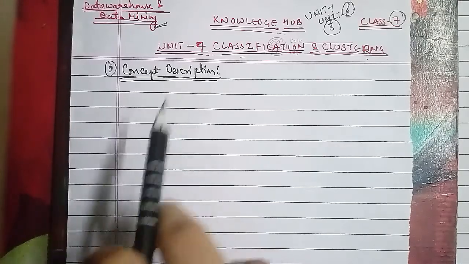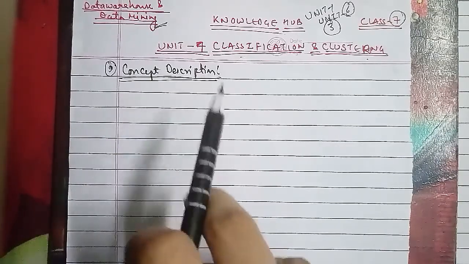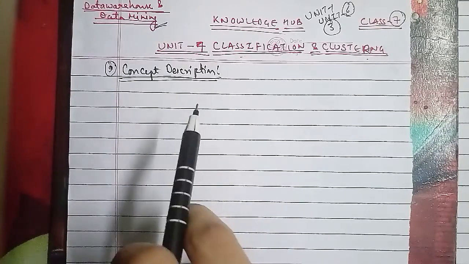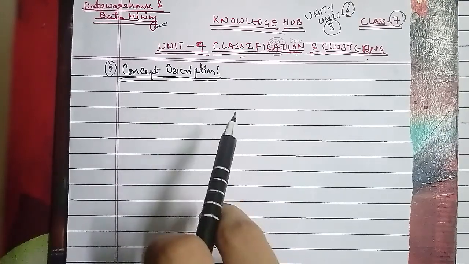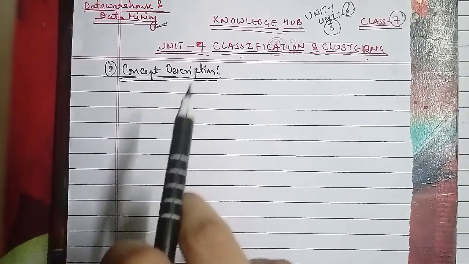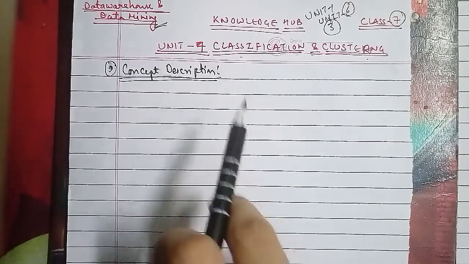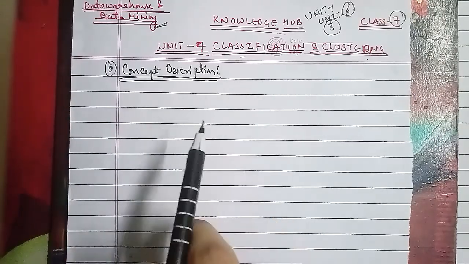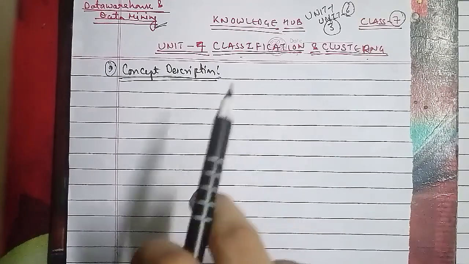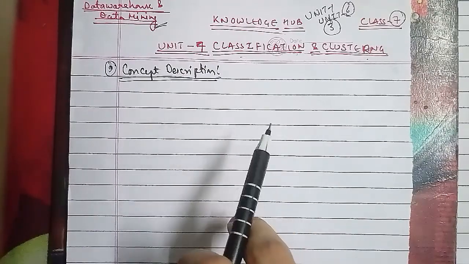We are talking about characterization, which provides a concise summarization of a given collection of data, while the concept or class comparison provides a description comparing two or more collections of data as well. Now we'll talk about another one, which is the difference between concept description in large databases and OLAP. So let's go ahead.